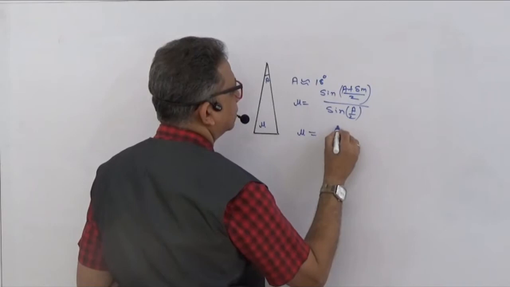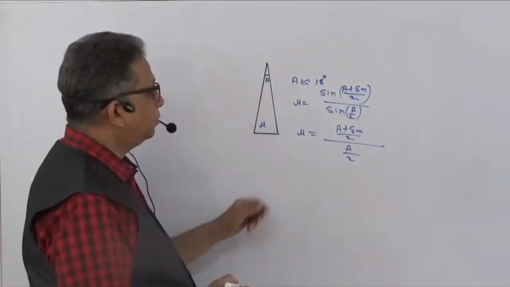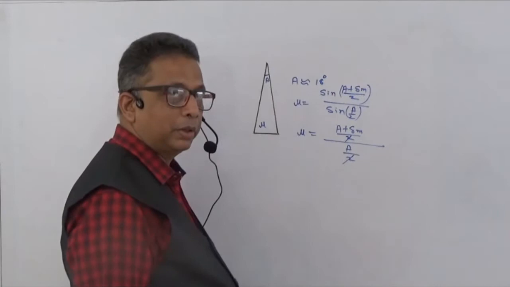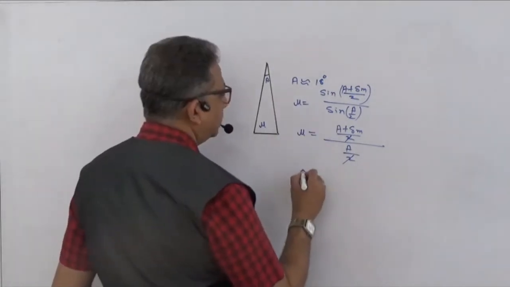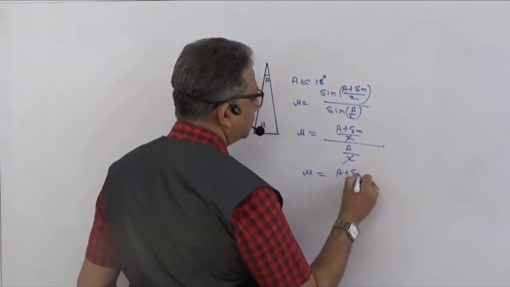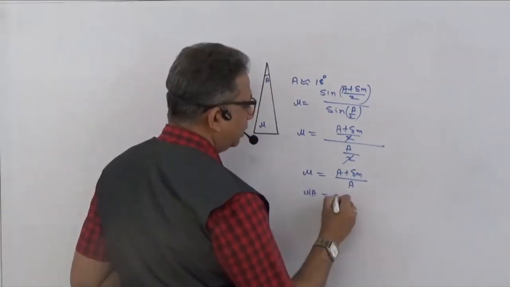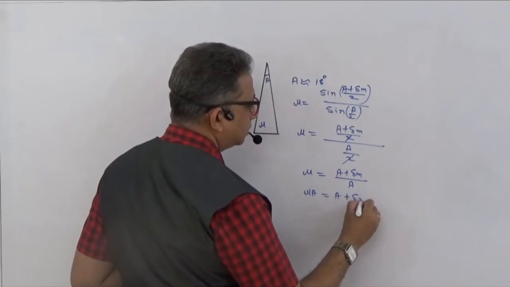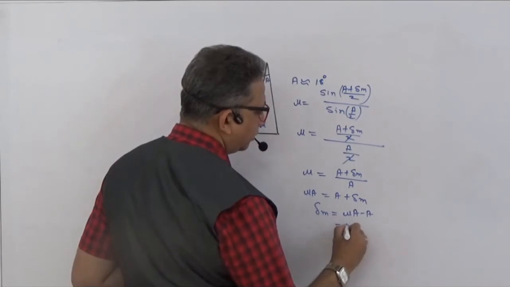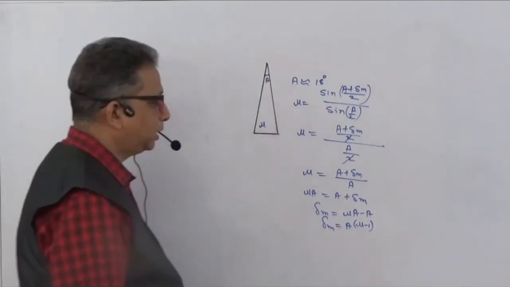be written as 1 plus delta m upon 2 divided by. So you can see from here, I can cancel this 2 and this 2, because they are in the denominators of both the expressions, and this mu can be written as a plus delta m upon a. On further simplifying this, you get mu a is equal to a plus delta m, and delta m can be written as mu a minus a, and therefore a into mu minus 1, that is your equation of delta m.